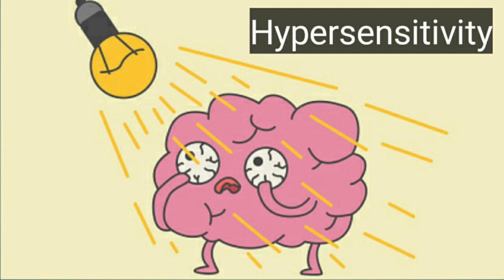Generalized symptoms appear 7 to 21 days after injection of the animal serum and include headache, fever, nausea, vomiting, joint pain, rashes, and lymphadenopathy. Recovery takes between 7 and 30 days.